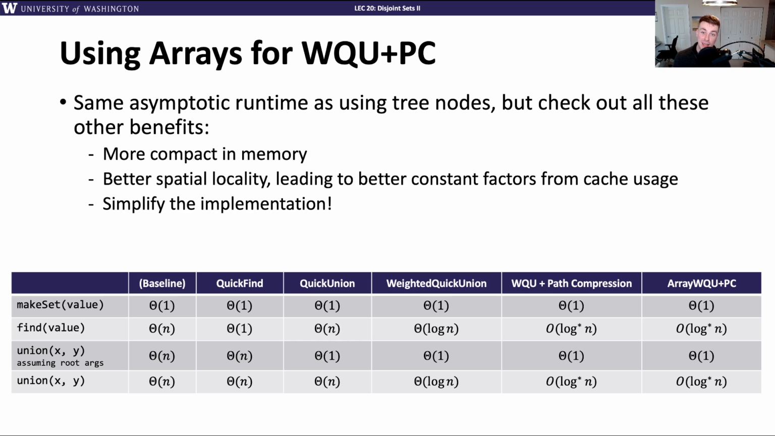The biggest reason, my argument, is that it also makes the implementation much, much simpler. It is a bit confusing the first time you see it, but you'll find that the code you write is much, much simpler than having to rearrange a bunch of pointers using these references. So much better constant factors and the ease of implementation are the big reasons why we use this array implementation.